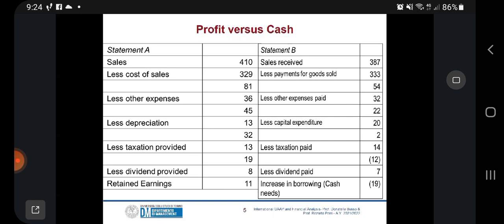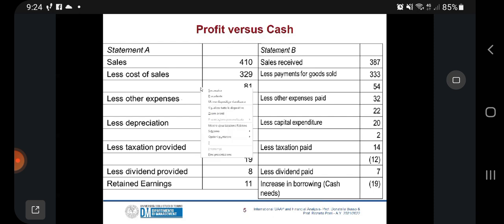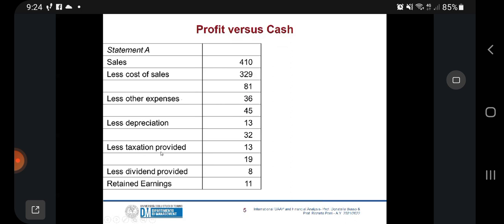When you say profit and loss statement, usually we expect to find items like sales, less cost of sales, less other expenses. Focus on statement A, please. Less depreciation, less taxation provided, and then we have retained earnings. Now, the way the company has calculated each item, like sales and cost of sales, follows the standards.